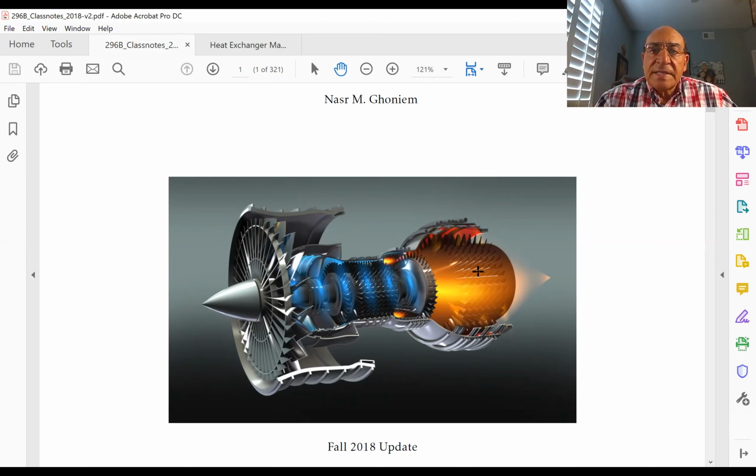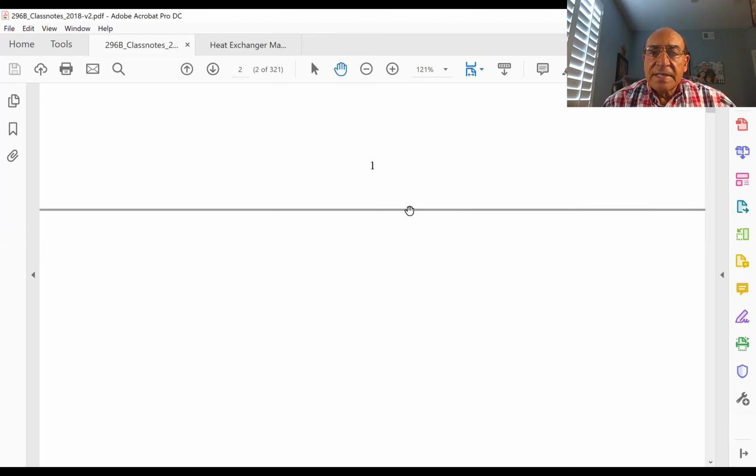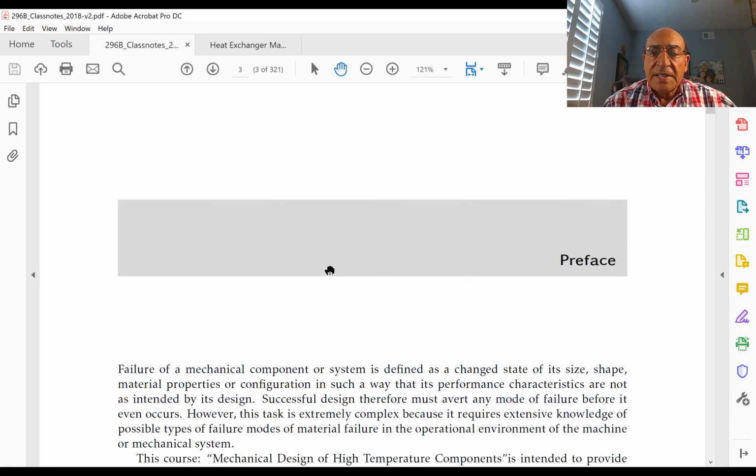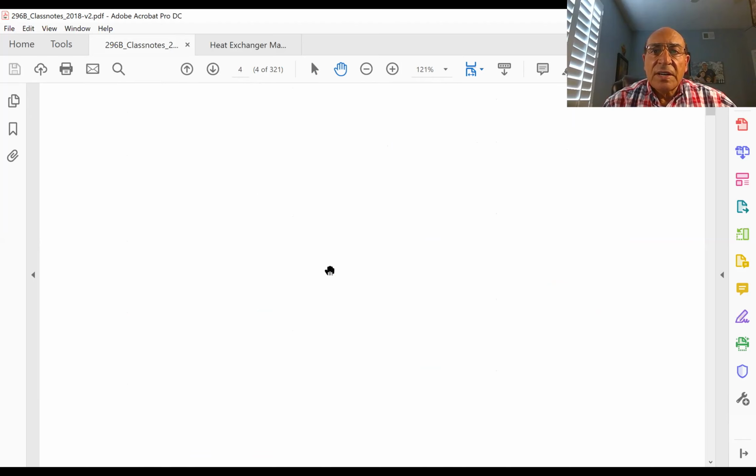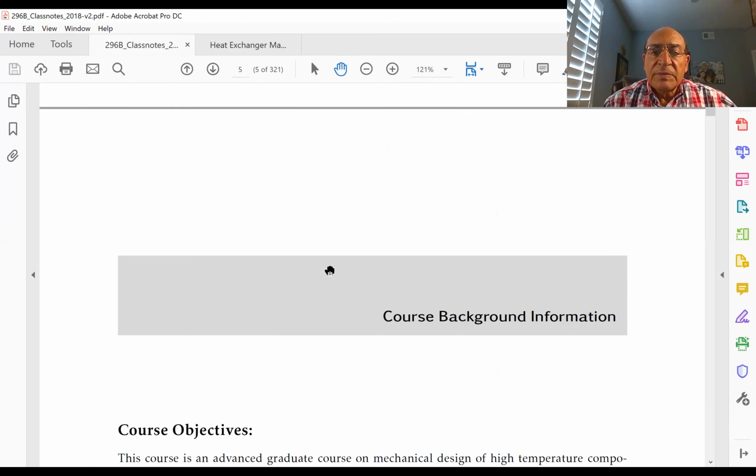This is an example of what would be the objective of designing such components. So the course is not necessarily on a particular design of a jet engine, but it is for a wide range of components in mechanical design.